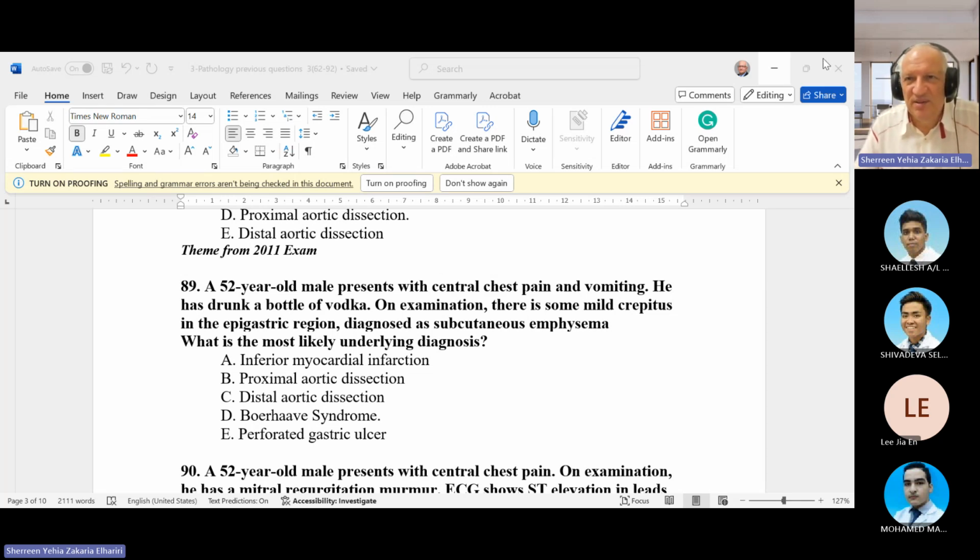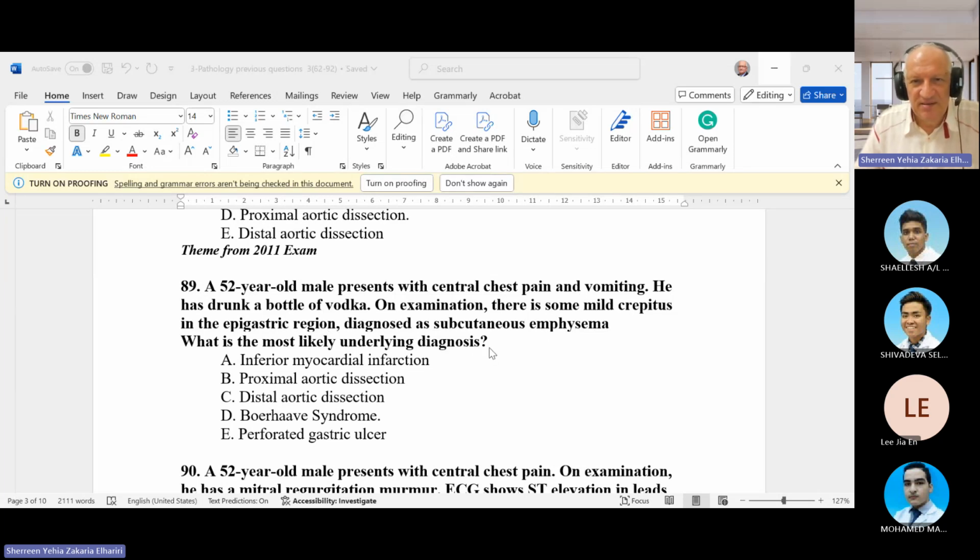This is called Boerhaave syndrome. They mentioned vodka because, of course, we are speaking about British people. If we speak about Russia, it's no problem at all. So he drank vodka, which means this man can drink it before, but he's not used to this type of wine. On examination, some mild crepitus in the epigastric region. This crepitus is air escaping from the esophagus, what we call cervical emphysema or subcutaneous emphysema.